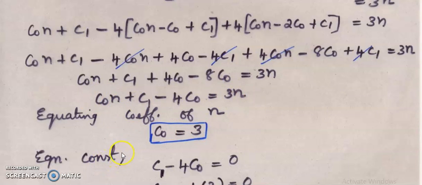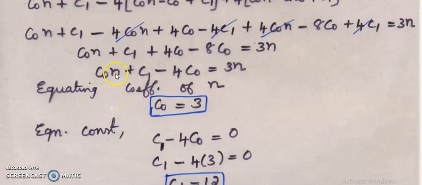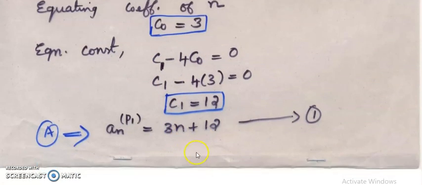Now similarly equating the constant term, what is the constant term here? You have c1 minus 4c0. In the RHS there is no constant term. We consider this as an equation in n, a function of n, f of n. So constant term means term without n. c1 minus 4c0 has no n, so we take c1 minus 4c0. In the RHS, there is no term without n, so we take 0 and equate it to 0. Now c0 is 3. Substitute 3 for c0, you get c1 is equal to 12.